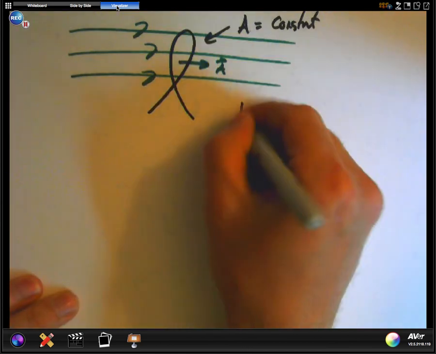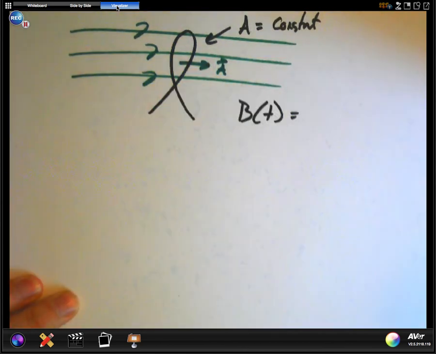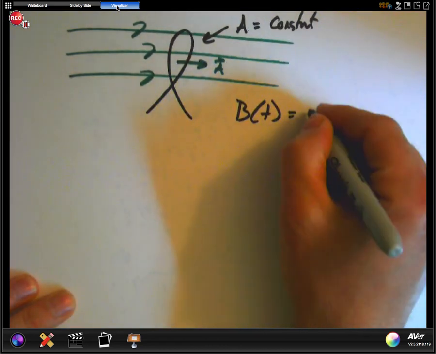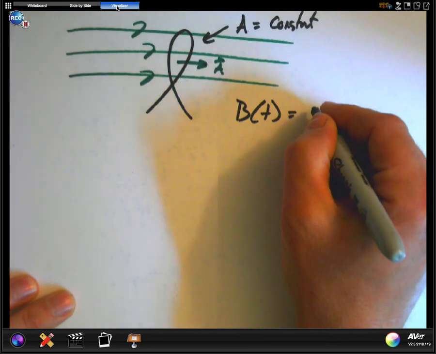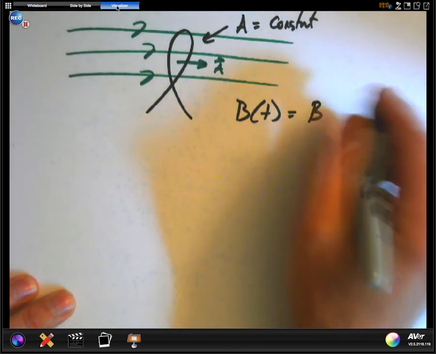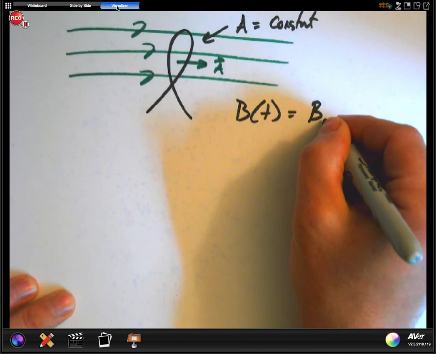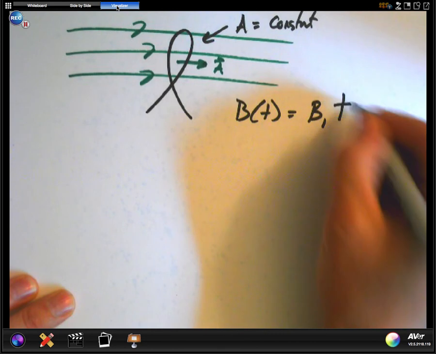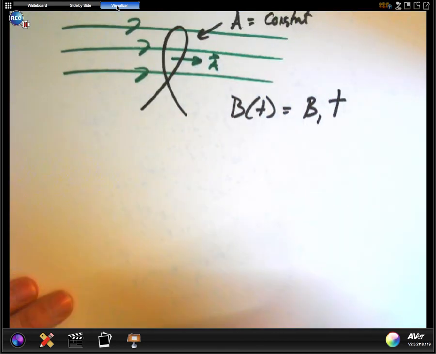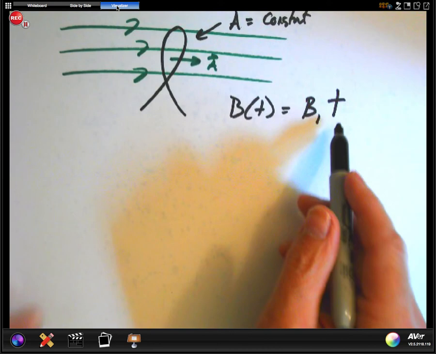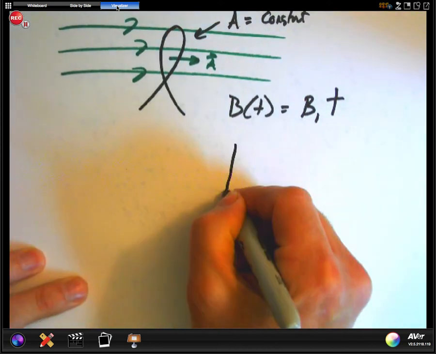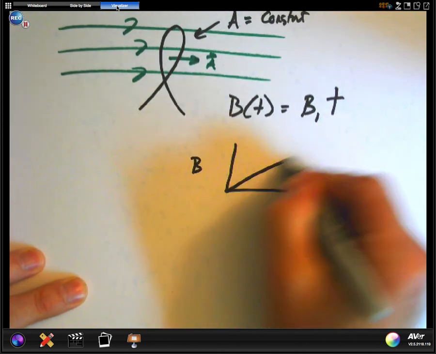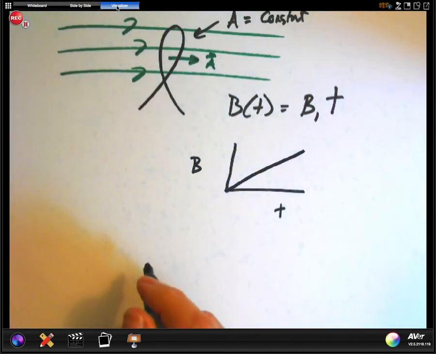And let's say that our magnetic field strength is time-dependent. Let's just say that our time-dependent magnetic field is some constant, let's call it B1, times t. All right, so that's very simple. What's happening here is as time goes on, the magnetic field strength increases. So if we were to look at magnetic field versus time, we've got a nice straight line like that. It's getting stronger and stronger over time.